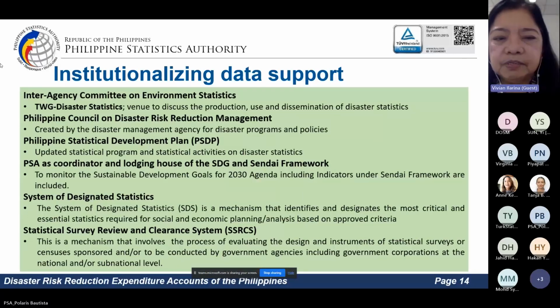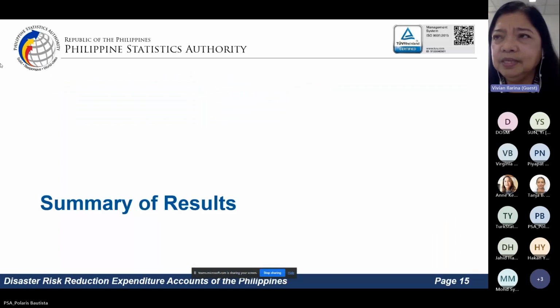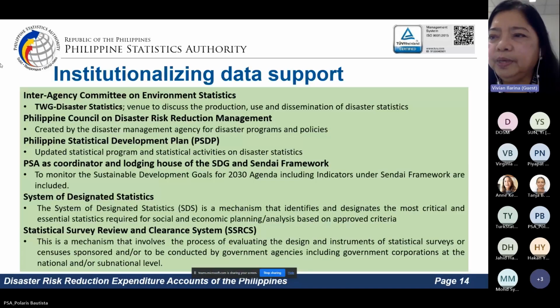We have a very powerful system of designated statistics, which mandates the agencies which data to collect and when to release it, to avoid overlapping and duplication. And we also have the statistical survey review and clearance system. This is spearheaded by the Philippine Statistics Authority to ensure that all data passes through rigid methodologies and sampling design, and that data gaps can be included when we review the questionnaire. So these are some of the mechanisms that we are following in the Philippines.